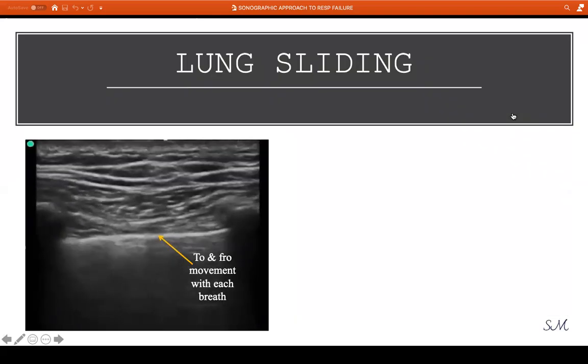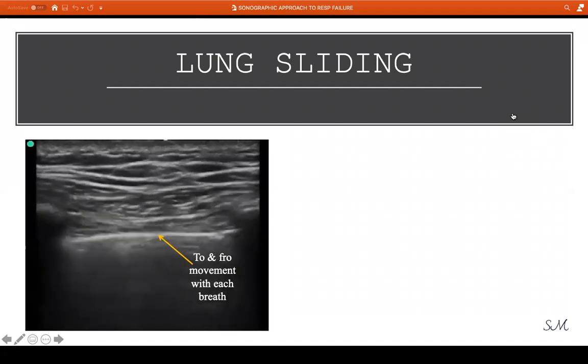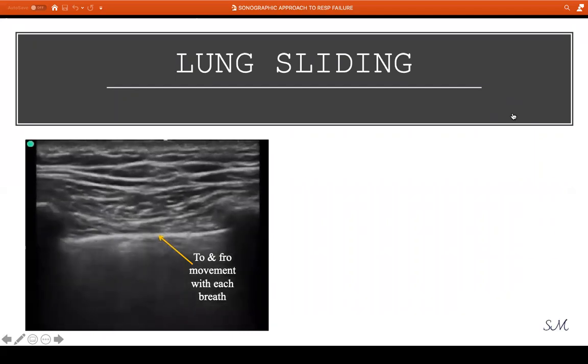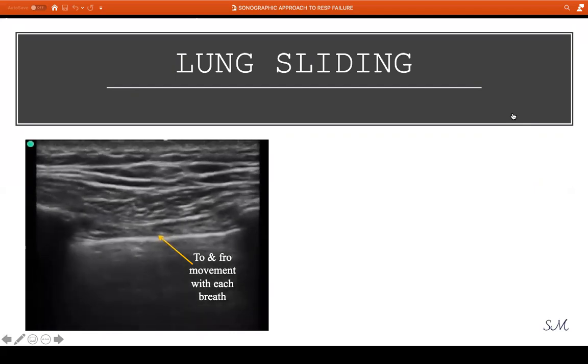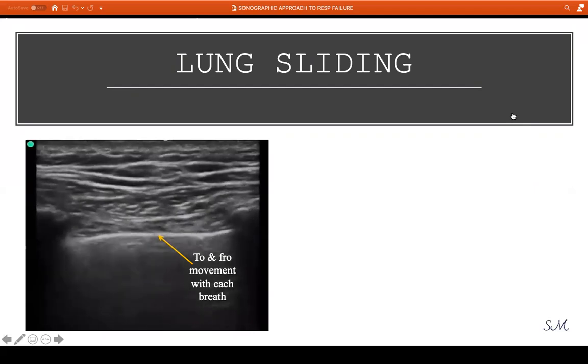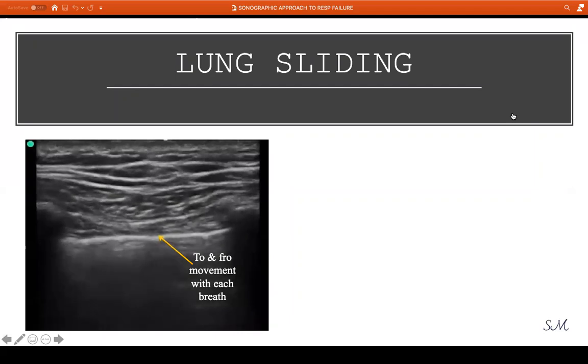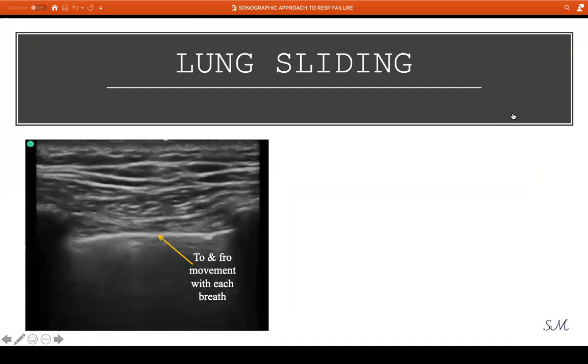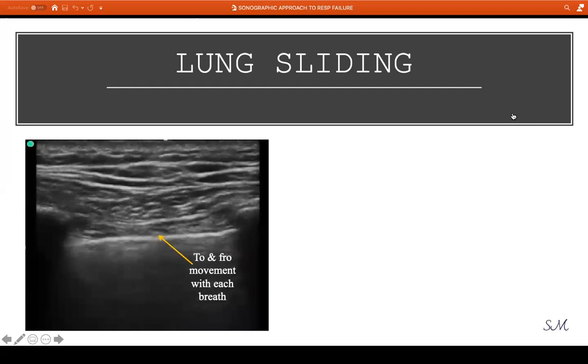Now, whether this air is present within the lung or in between the two pleural layers can be differentiated by lung sliding. The lung sliding is due to the relative movement between the parietal and the visceral pleura during breathing. You can recognize the to and fro movement of this pleural line during breathing. It indicates that both pleural layers are in apposition and air is present within the lung.